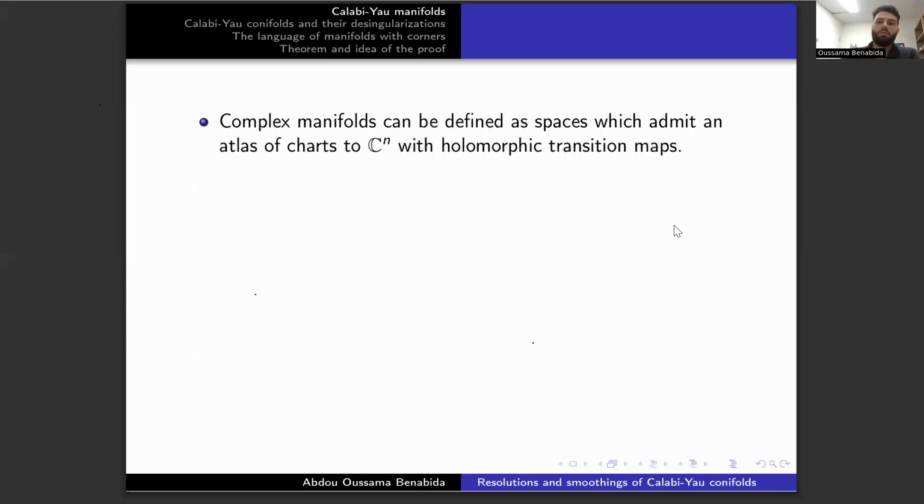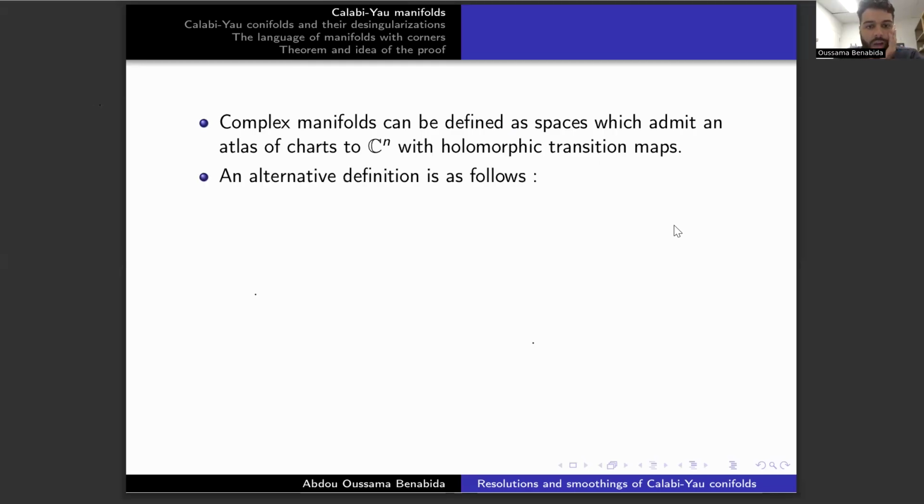So starting with complex manifolds, the most basic way of defining complex manifolds is that these are spaces which have an atlas of charts to Cn, and the transition maps are holomorphic. So the same thing as smooth manifolds, but the transition maps are holomorphic maps. But in practice, this is not the definition that is used.